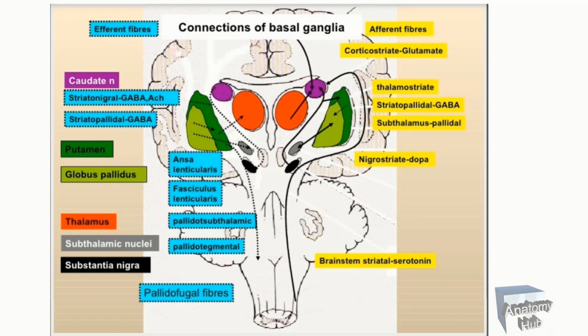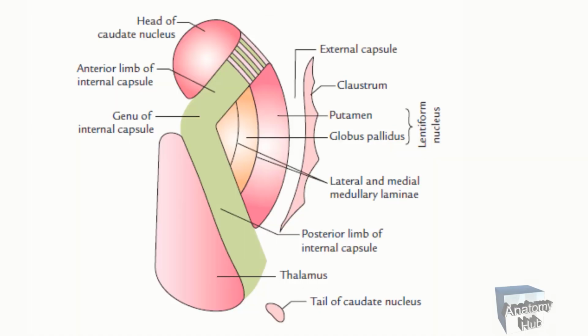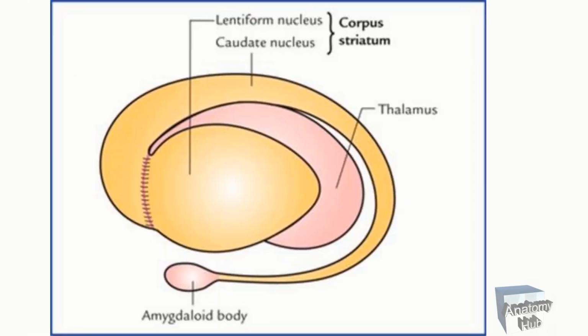Claustrum. Claustrum is a thin saucer-shaped mass of gray matter situated between the putamen and insula. It is considered as a detached part of the insula. Its connections and functions are not known.